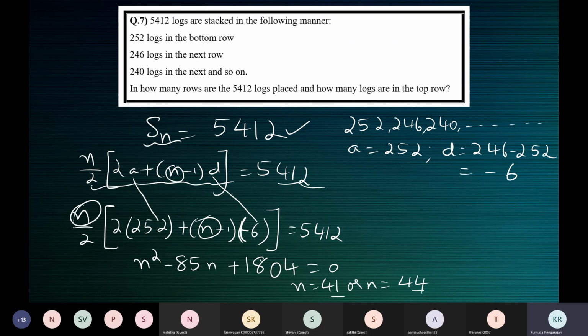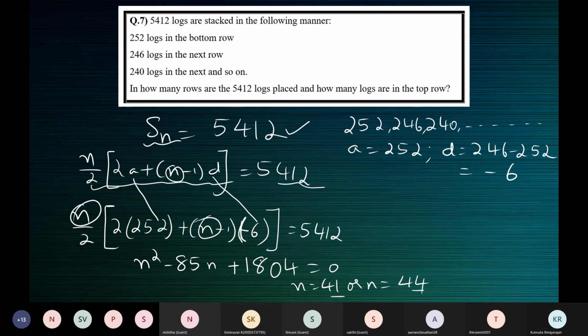N is equal to 41. 5,412 logs are placed in 41 rows or in 44 rows. But though both sound correct, only one of them can be correct. How can they be arranged in both 41 and 44 rows? Though both the values of n are positive and acceptable, only one of them can be the correct answer. In order to eliminate, you need to justify why you are eliminating one of the two values. So let's find A41.